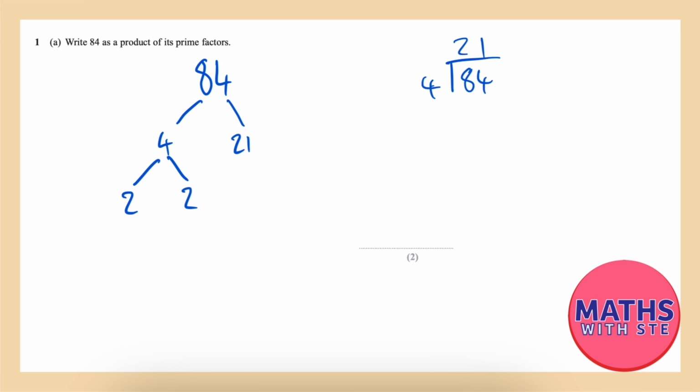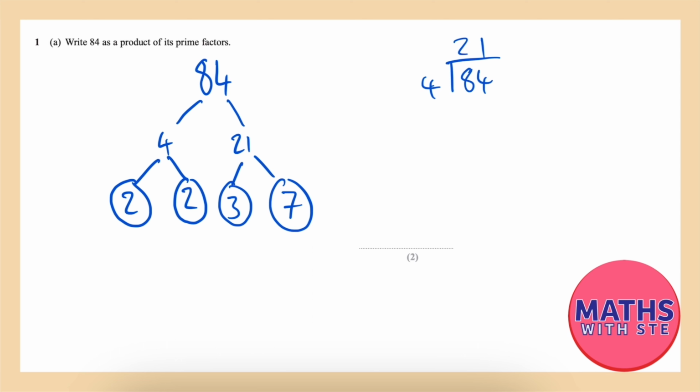Now, 2 is a prime number, and 2 is a prime number, so I'm going to circle those two. We've got to the end of that branch. We can't go any further because 2 is only divisible by 2 and 1. And you just keep going. So let's have a look at the 21. What goes into 21? Well, 3 times 7 is 21, isn't it? So I can go 3 and 7, and both of those are prime numbers.